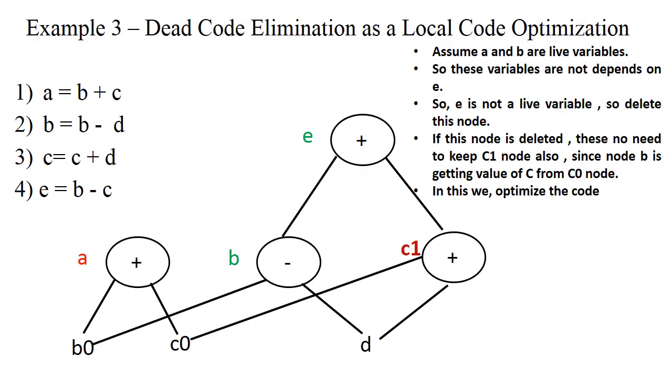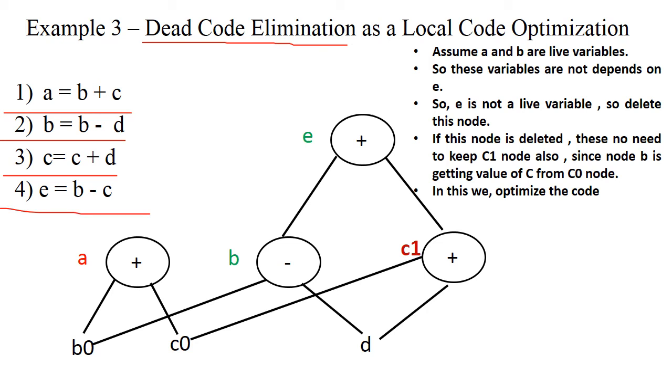Okay. Now next part is the dead code elimination. Dead code elimination as a local code optimization. So same example is here. No, there is a different example. A is equal to B plus C, B is equal to B minus D, C is equal to C plus D, and E is equal to E minus C.